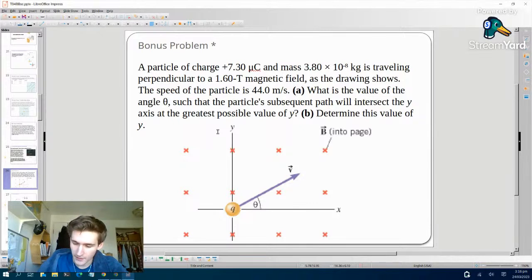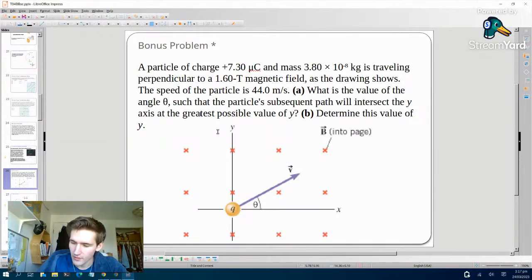So we know that the particle's charge is 7.30 times 10 to the negative 6 coulombs. We know that its mass is 3.80 times 10 to the negative 8 kilograms. We know that the magnetic field is equal to 1.60 Tesla. And we know the speed of the particle is 44 meters per second. So we want to find the angle theta.